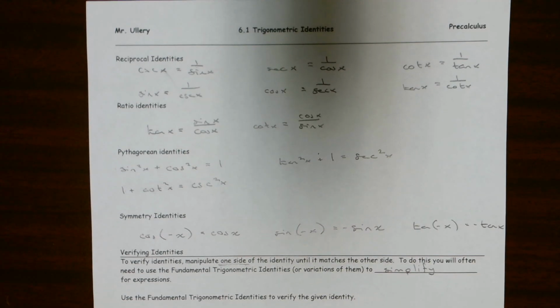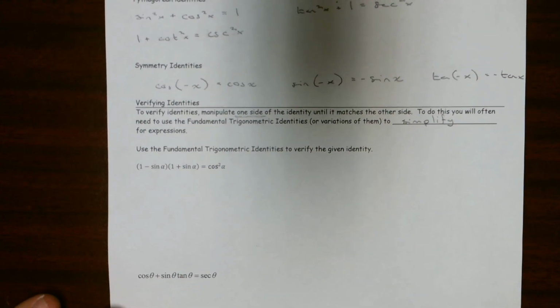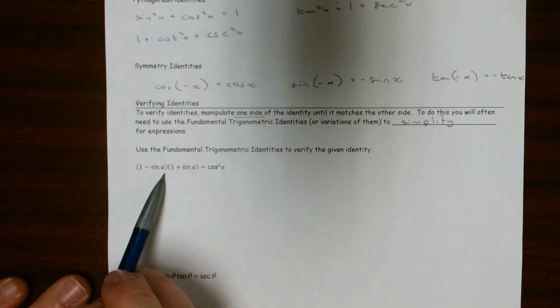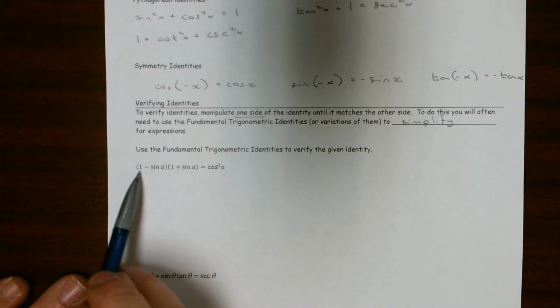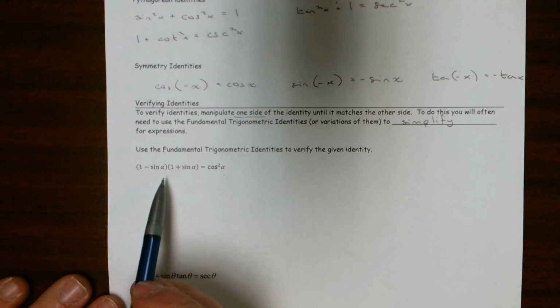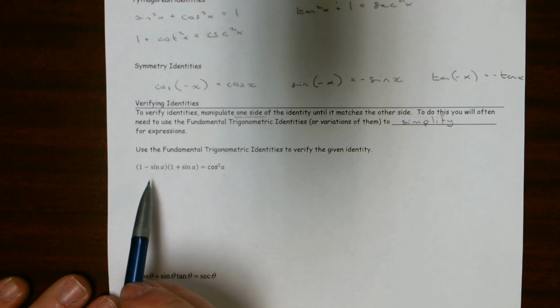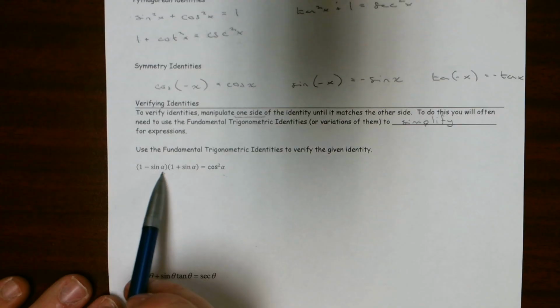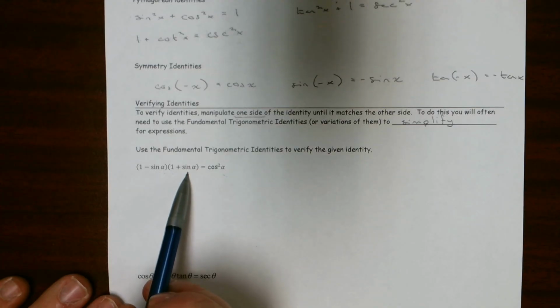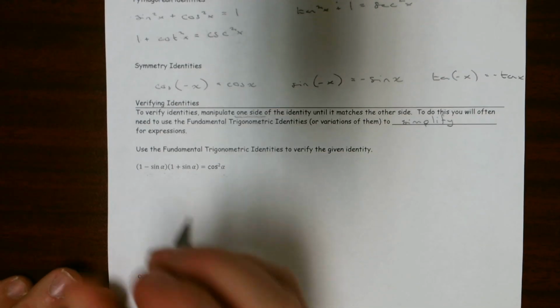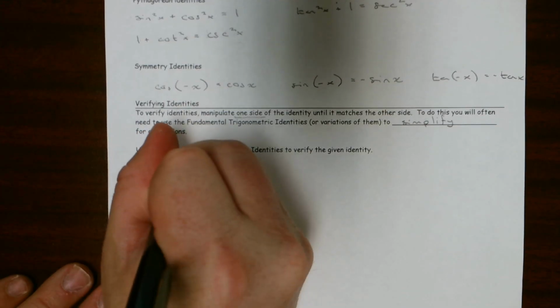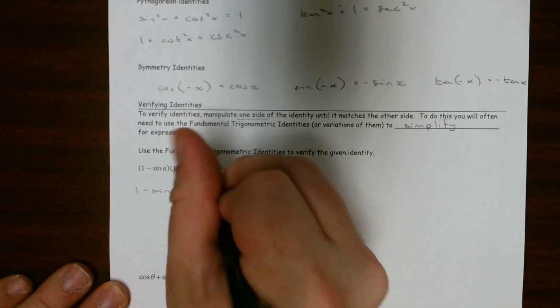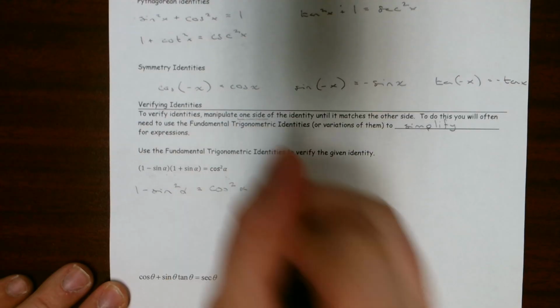Our first one that we're going to try, you've got to pick a side. You're either going to make the left side look like the right or the right side look like the left. A basic rule of thumb is the side that looks more difficult is the side you're going to want to manipulate. So we see 1 minus sine times 1 plus sine. Those are conjugates, and when we multiply binomial conjugates, we get a difference of squares. So 1 minus sine times 1 plus sine is equal to 1 minus sine squared. And again, we don't touch the other side.